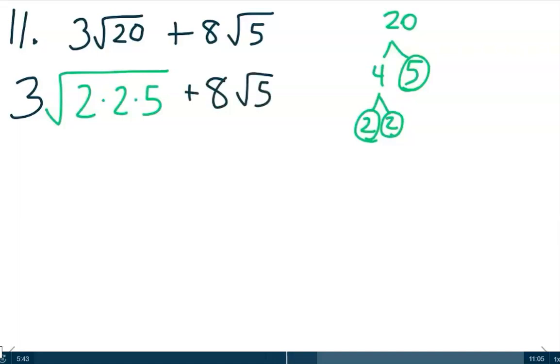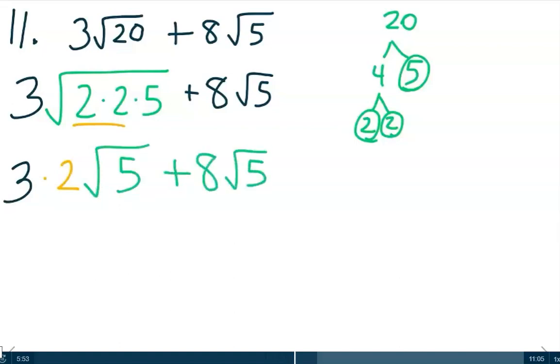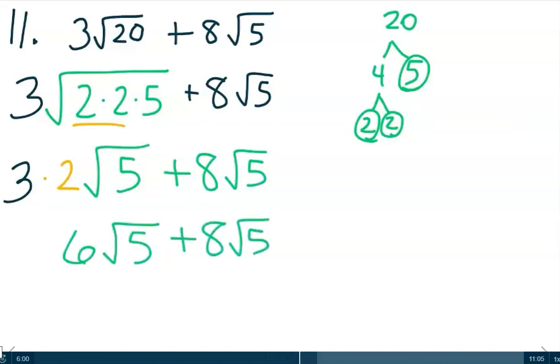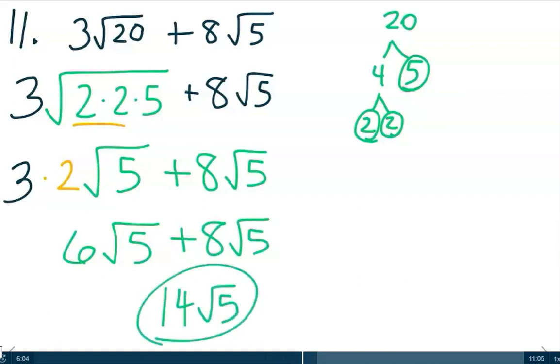Square root of 2 times 2 is 2. So we have 3 times 2 times the square root of 5 plus 8 square root of 5. 3 times 2 gives us 6 square roots of 5. So 6 square root 5 plus 8 square root 5. They're like radicals. We can add them together and get 14 square root 5.